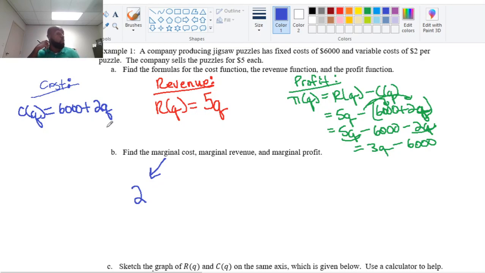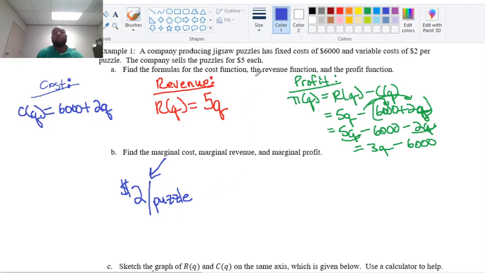Now, we have to think about what our units are. The units of this is your output variable. Our output variable is your cost, so the units of your output is dollars. And my input is Q, which is the quantity of items. Since we have puzzles here, it's going to be $2 per puzzle.